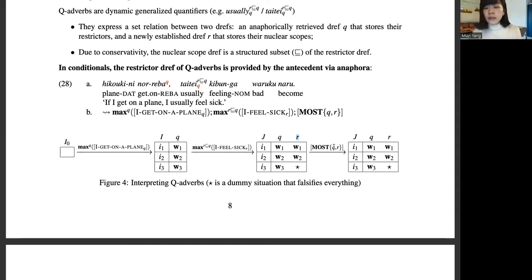And then finally, we need to check whether this set relation is satisfied by the information state J, namely whether the situations stored in the Q column and the situations stored in the R column stand in the most relation. And in this case, because they do stand in the most relation, this information state J passes this test. So the sentence is true. Okay.